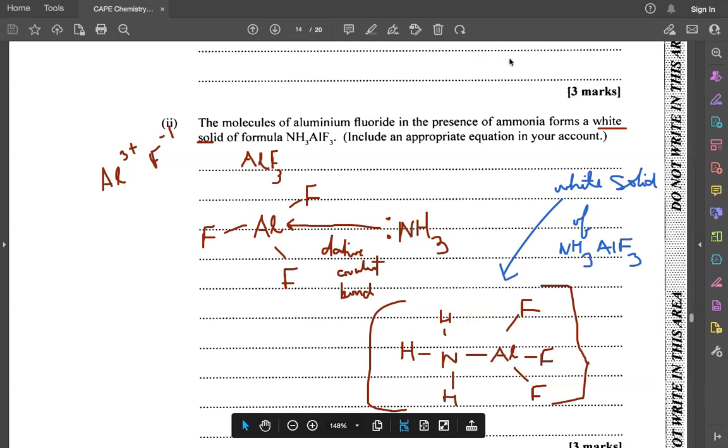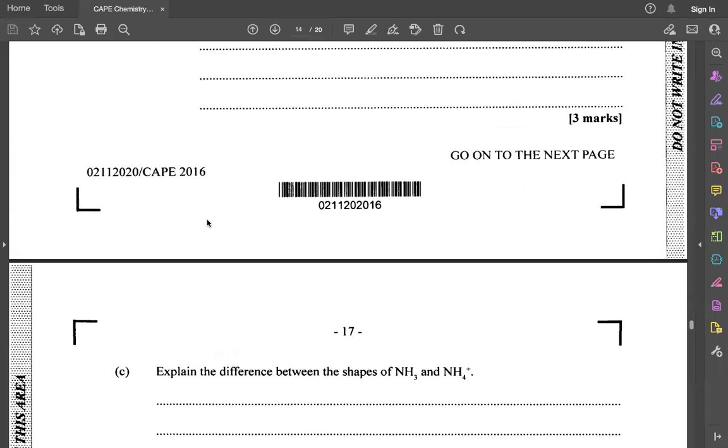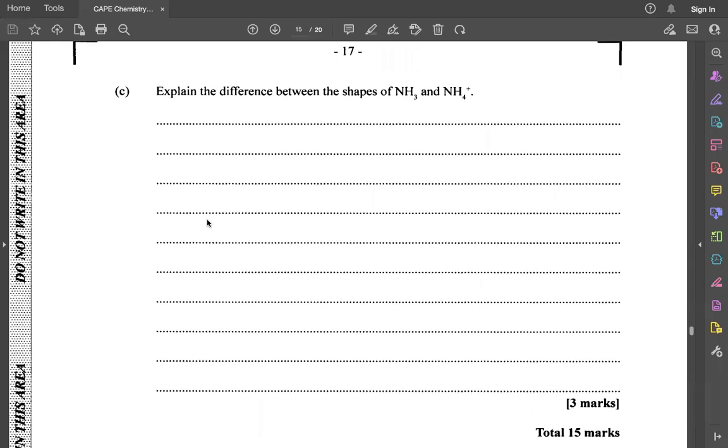So I'm just going to clear this and move down to see what else there is. Okay, so for part C, they're asking us to explain the difference between the shapes of ammonia and the ammonium ion, right? So first of all, we're going to have to draw our covalent bonding in these different molecules, so then we can deduce the shape using the VSEPR theory. So let's just write down the steps here.